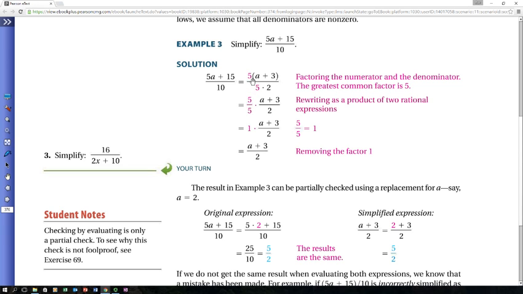And in this case, I've prime factored this. The 5 is prime and a plus 3 is prime. It only has 1 and itself as factors. And 5 is prime and 2 is prime.